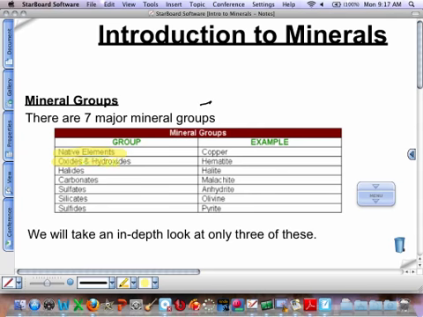We'll talk a little bit about oxides and hydroxides through the course of this unit. We'll also be talking about silicates and carbonates. So those are the big four that we're actually going to talk about as we move through this unit. So basically the native elements, those are basically what we're thinking about right now. Those are like your metals, right? Gold, silver, tin, all of those are your native elements that do typically form in crystalline structures.